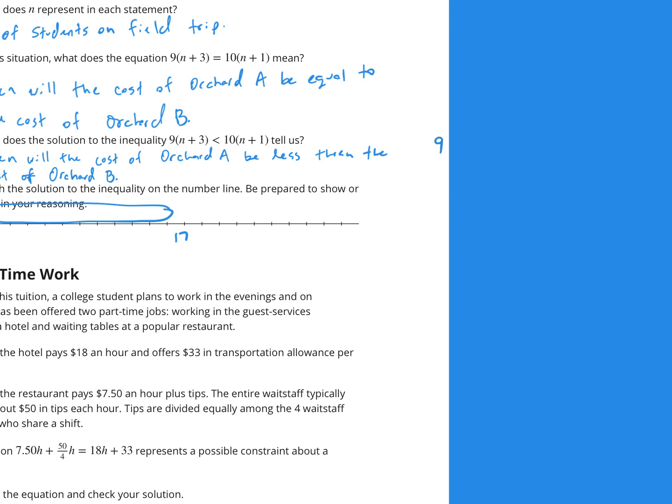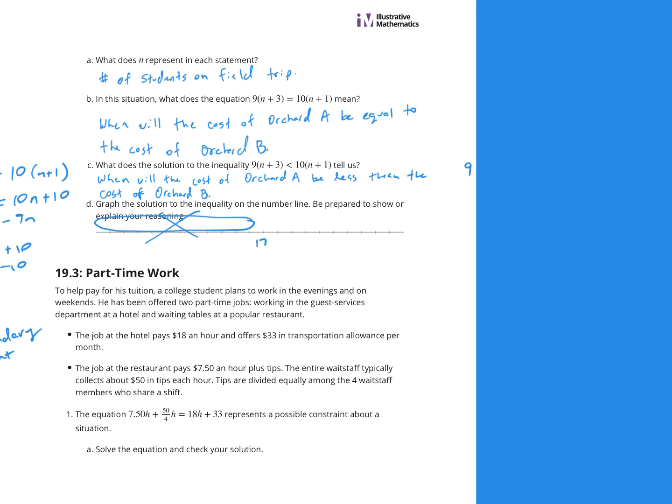So 9 times 0 plus 3. Is that going to be equal to 10 times, or sorry, not equal. Is that going to be less than 10 times 0 plus 1? So essentially I'm doing 9 times 3, which is 27, and 10 times 1, which is 10. So I can see that this is a false statement, which tells me I don't want this side of the number line. Instead, I want the other side of the number line. So when I graph it, I'm actually going to go to the right. So let's skip.